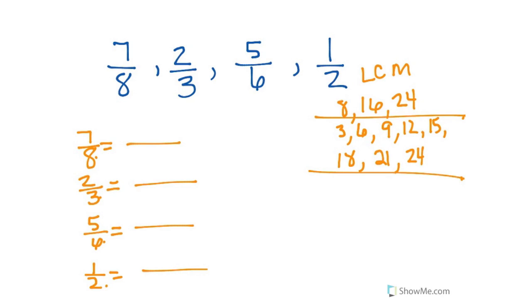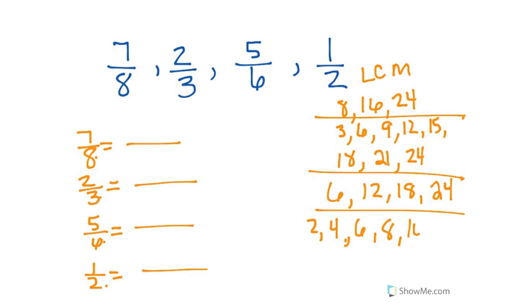All right, let's do the multiples of 6. 6 times 1 is 6. 6 times 2 is 12. 6 times 3 is 18. 6 times 4 is 24. Let's do the multiples of 2. 2, 4, 6, 8, 10, 12, 14, 16, 18, 20, 22, 24.